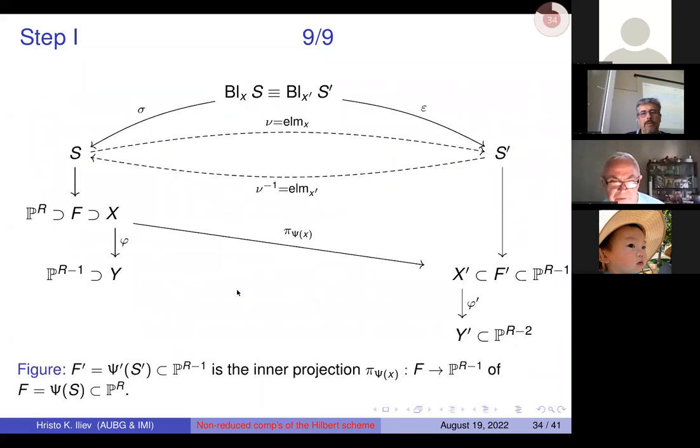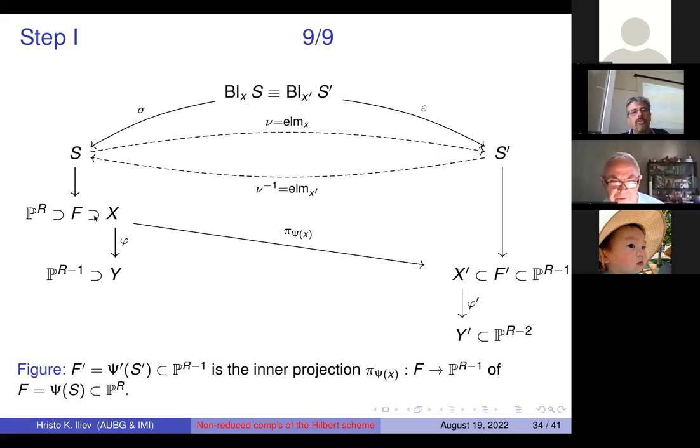Okay, so here is the picture with the curves from the different families. So in P^R, I have the cone F, and I have the curve X. Now it is a double covering. It is a double covering of the hyperplane section. An inner projection from X, in fact, sends the cone F to a cone F prime, but in projective spaces of codimension 1.